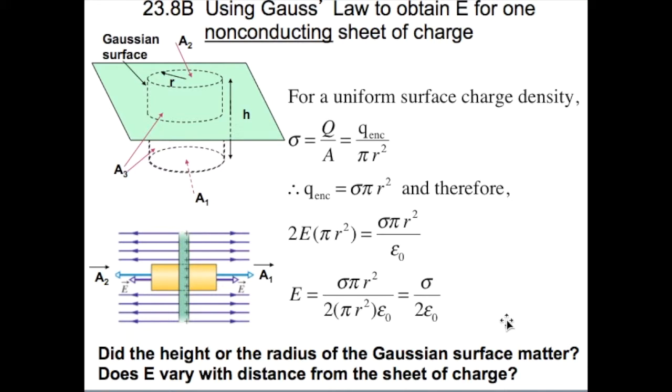Notice the radius of the Gaussian surface doesn't matter. For a sheet of charge, it doesn't even matter how far you are from it. The idea is that this is a large sheet, and all these lines are just going straight up. So no matter how far away you are, the electric field is going to be the same.